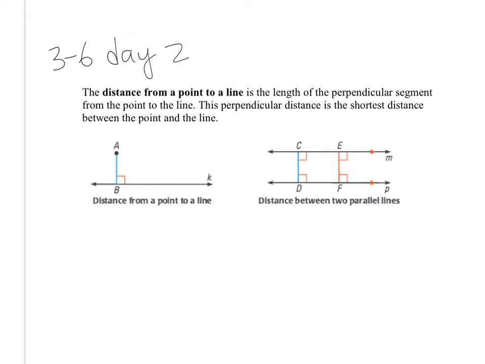Yes, Master. First, we're going to talk about the distance from a point to a line. It is the length of the perpendicular segment from the point to the line. This perpendicular distance is the shortest distance between the point and a line. It's the same way we find the distance between two parallel lines, at perpendicular distance.